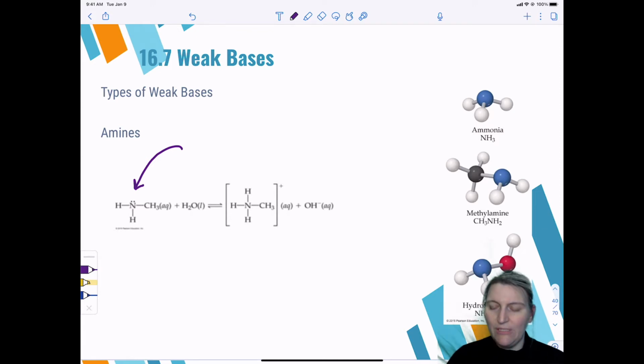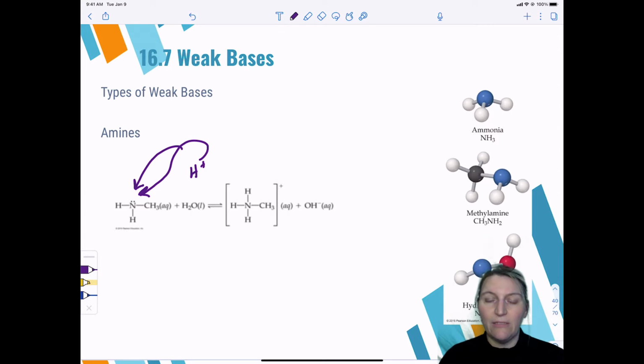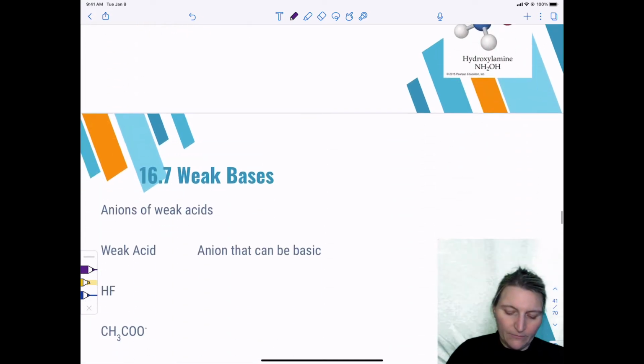So anytime that you see anything with the word amine in it, like methylamine or hydroxylamine, there's a good chance that it will be a weak base, because it's this group and this lone pair that can take the positive hydrogen ion. Opposites attract. The nitrogen is electronegative, it has those extra electrons on it, so it will attract the positive hydrogen ion from water.